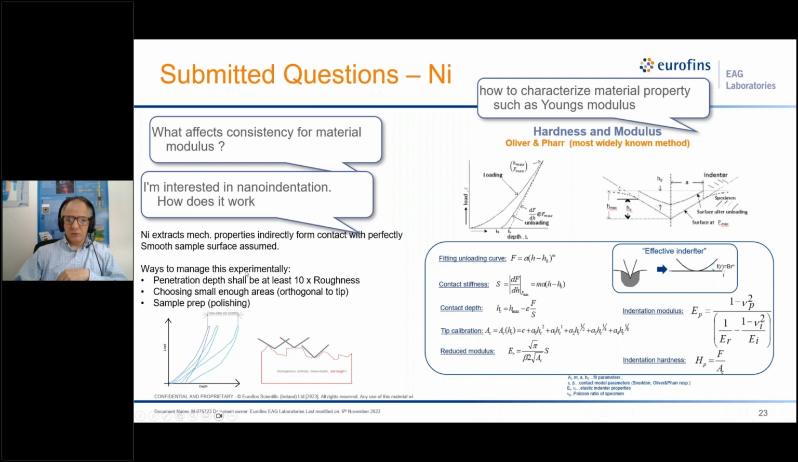Now, in order to reduce the impact on the analysis, the rule of thumb is to penetrate at least 10 times the roughness of the surface. We can use indents or areas small enough so that the material surrounding looks semi-infinite to the probe or to the contact. Or we can also smoothen, of course, the sample. So we have dedicated teams to do so.